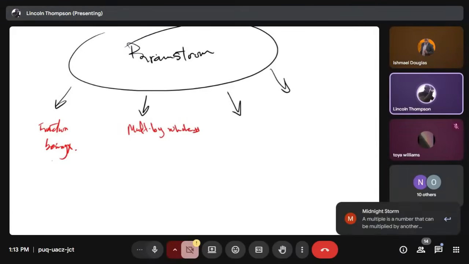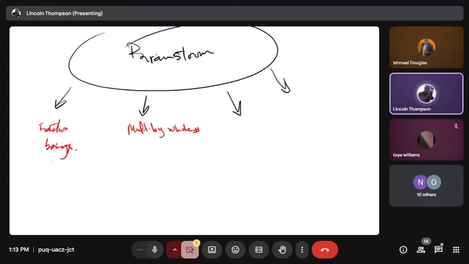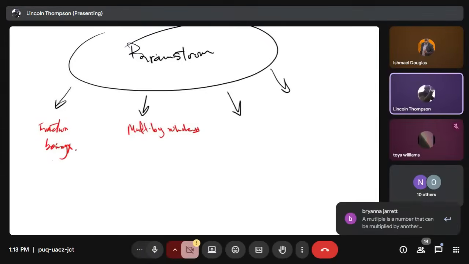So we have 2 more to go, guys. We're getting them all filled right now. So 2 more persons who have not yet shared their answer. So what's a multiple? So we have 2 more sections to fill up.